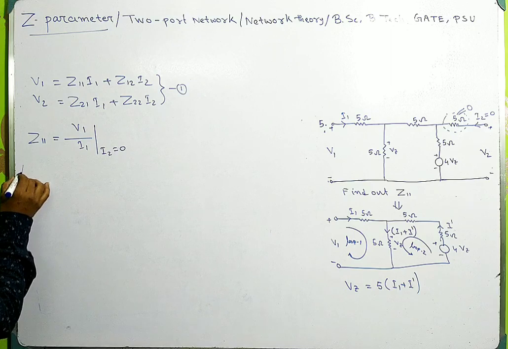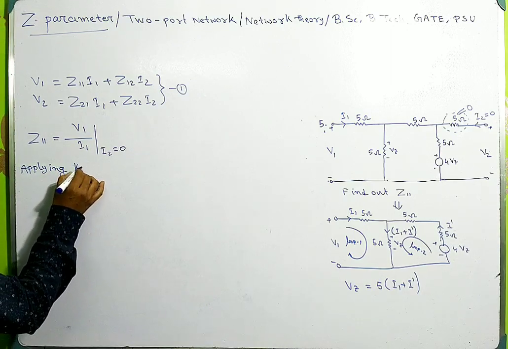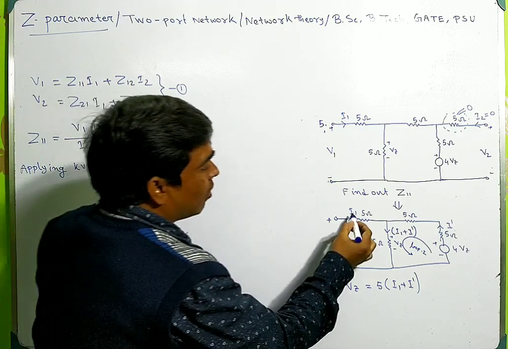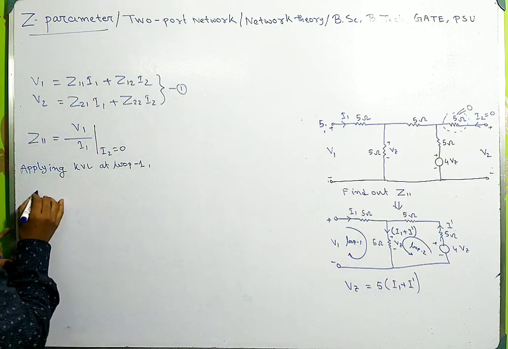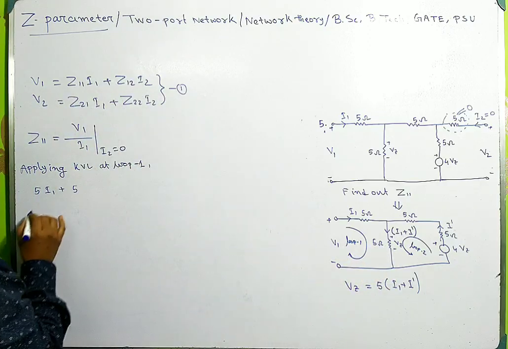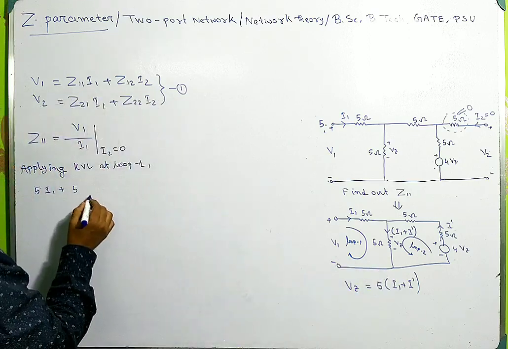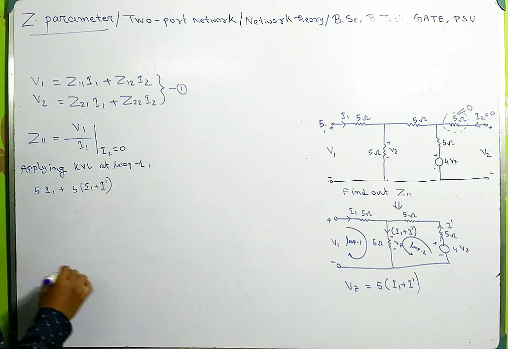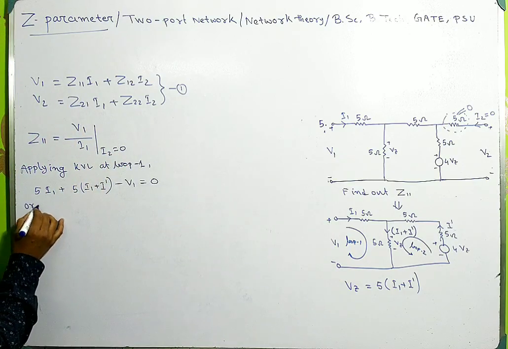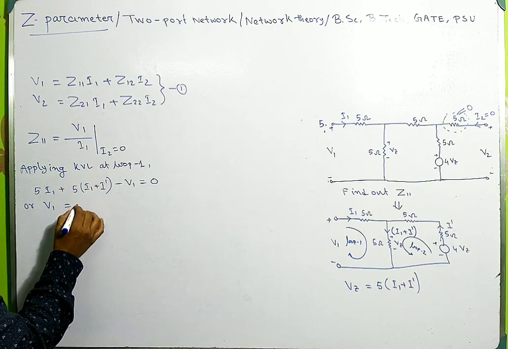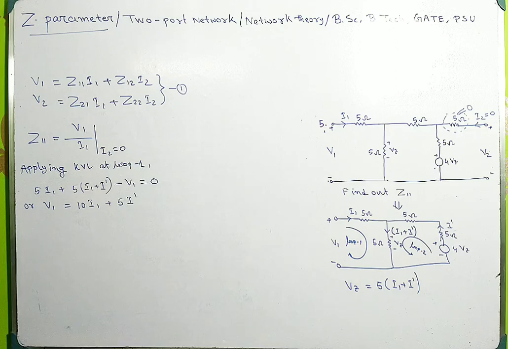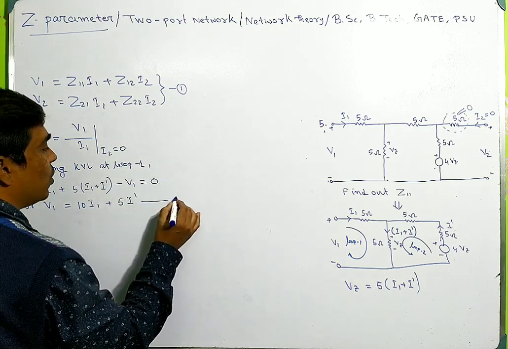So applying KVL at loop 1, we will get, this is I1 and 5, so 5 into I1 plus, this is plus, this is minus, so 5 into (I1 plus I dash) minus V1 equals 0. This is minus, this is plus. So V1 is given by 10 I1 plus 5 I dash. This is equation number 2.